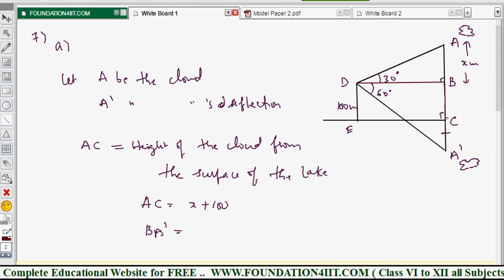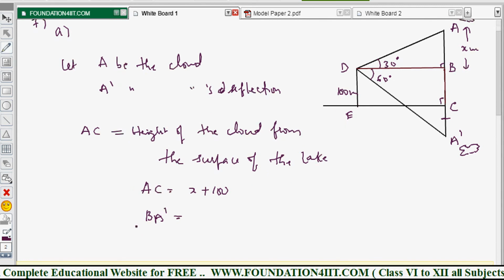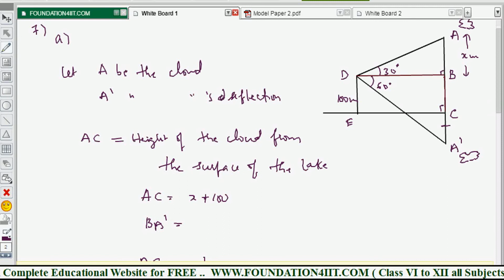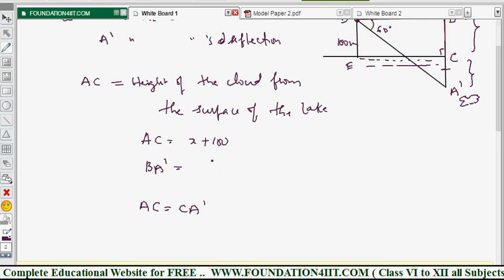So whenever you take AC, here AC is equal to CA dash. So this AC value and this reflection must be the same height. This is the lake point, so this is the water. EC is the lake point from 100 meters above. So AC is equal to CA dash. Then you can write this BA value as x plus 200, because x plus 100 plus 100. So x plus 200 meters. So let this be the given data.